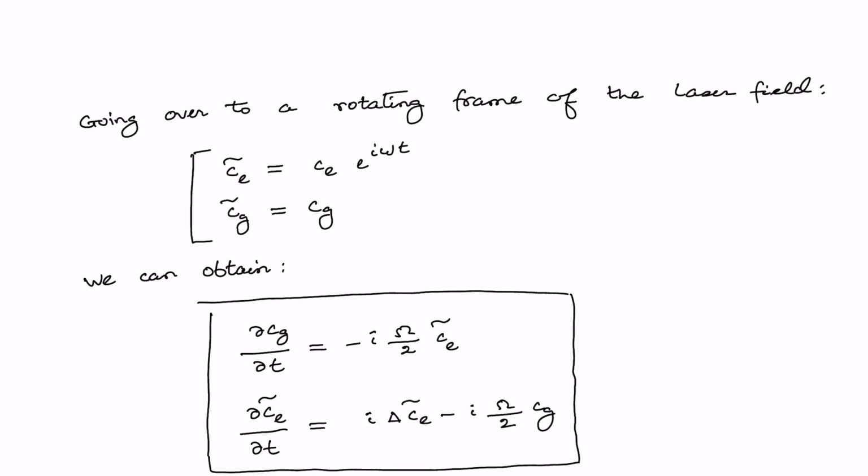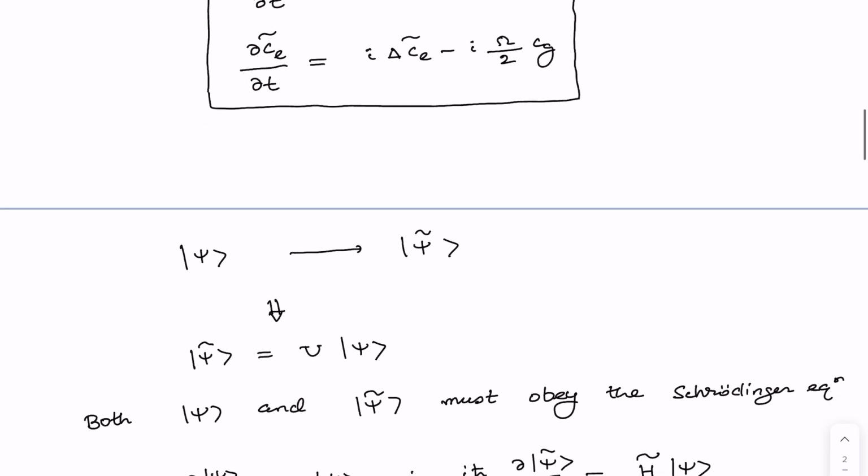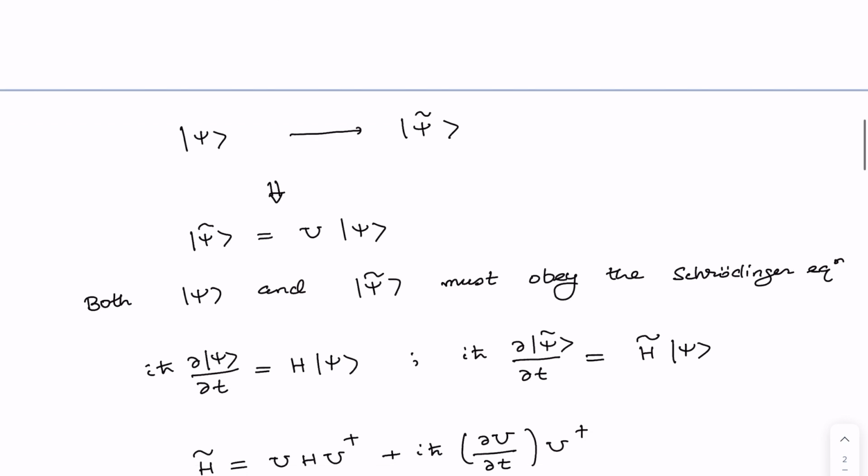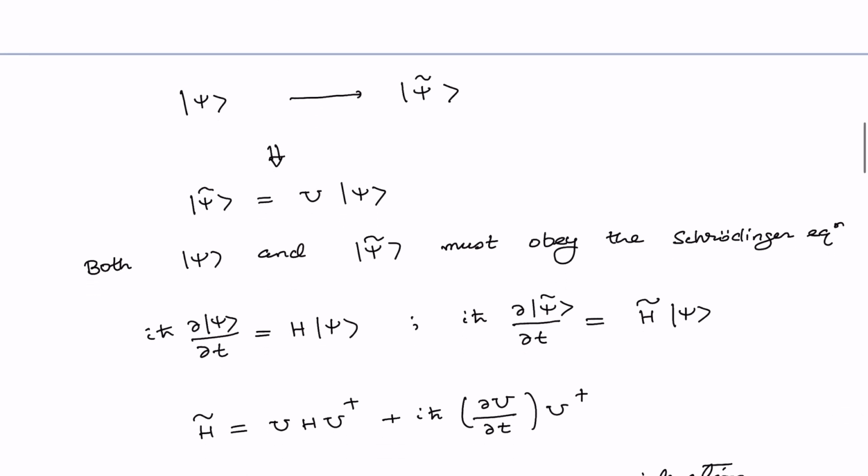And here, as you can see, by making this transformation we are now able to get rid of the explicit time dependence on the right hand side of the equation. So going to the rotating frame of reference means that we are going from the old state vector to a new state vector, and mathematically this amounts to making a unitary transformation via this unitary operator U.